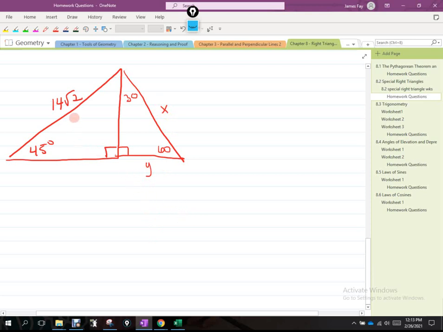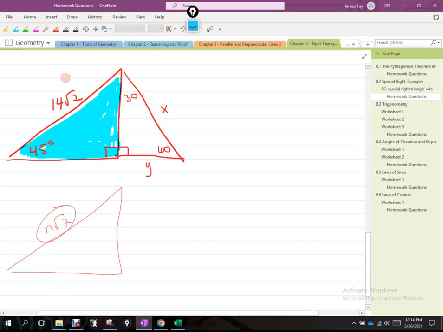Okay? If I put my template on top of the triangle on the left, that means that's n radical 2, right? So those two things are going to match up because of 45, 45, 90, correct? Is that okay with everybody? So what's n going to be there? 14. Okay?